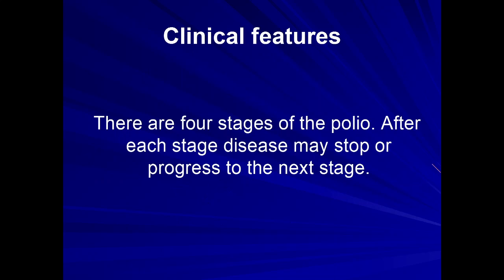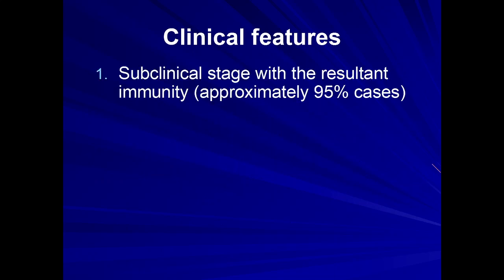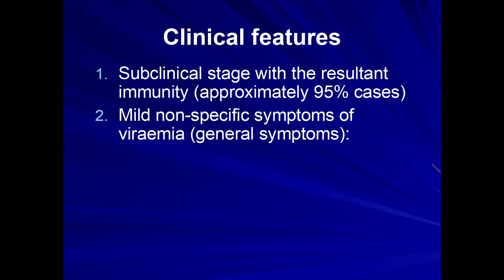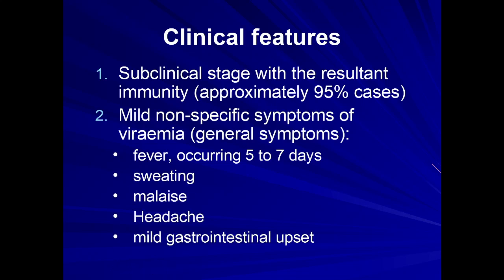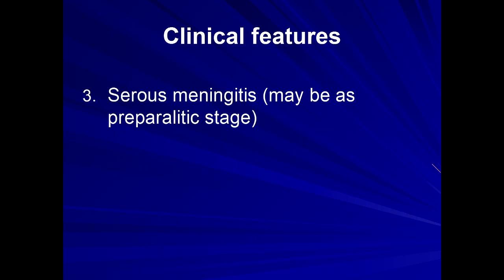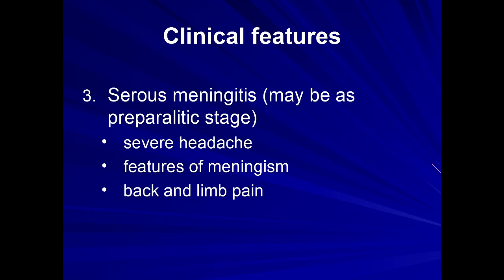There are 4 stages of polio. After each stage, the disease may stop or progress to the next stage. The first is the subclinical stage: mild non-specific symptoms of viremia with fever, sweating, malaise, headache, gastrointestinal upset. Then serous meningitis in the pre-paralytic stage, with headache, features of meningism, irritation of the meninges, back and limb pain, muscle tenderness.